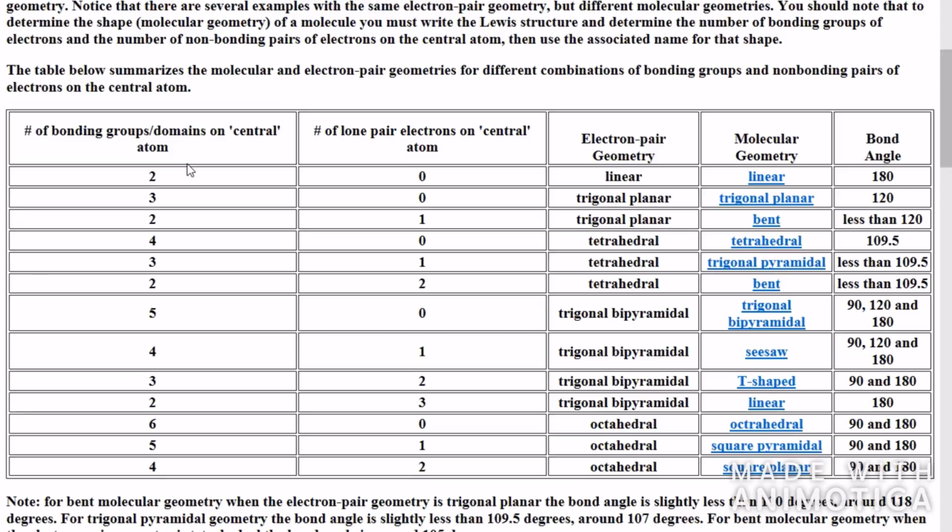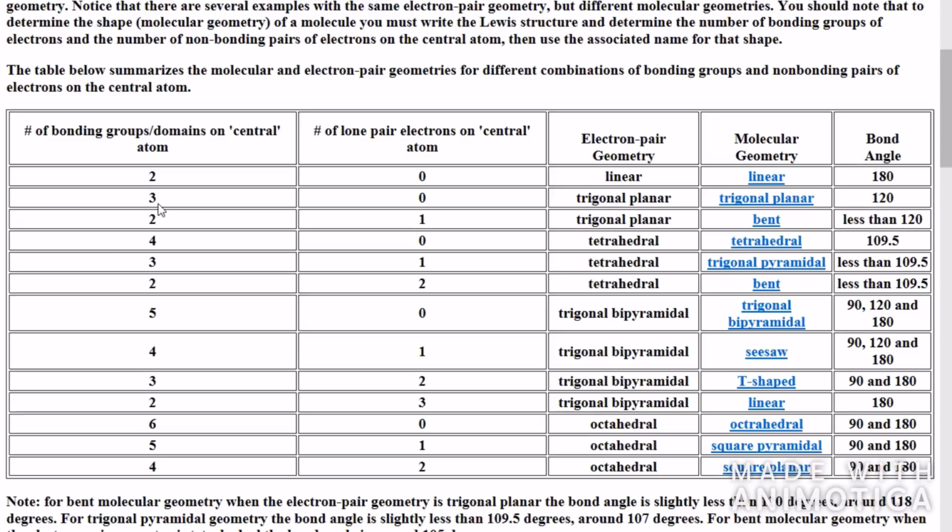Okay. So if I have two bonding atoms and no lone pairs on my central atom, I have a linear structure. Nice and easy. Bond angle is 180. We can't do anything else. Like we can't have a 1 and 1. For our bare basics here, we're going to stick with the linear.